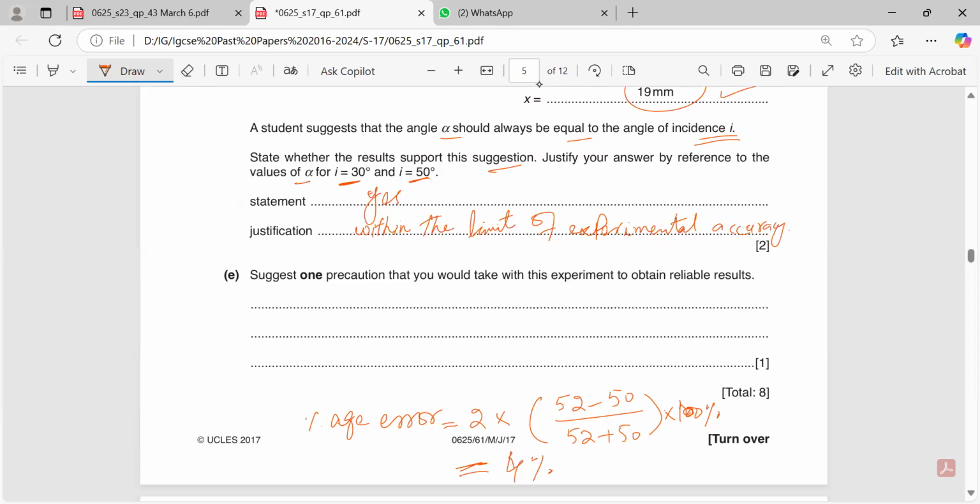So right now I will say draw sharp lines, or you can say thin lines when you are drawing and plotting them. So that is enough for this 1 mark question.